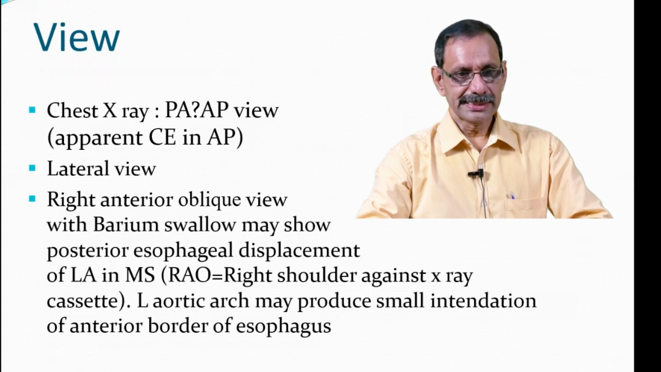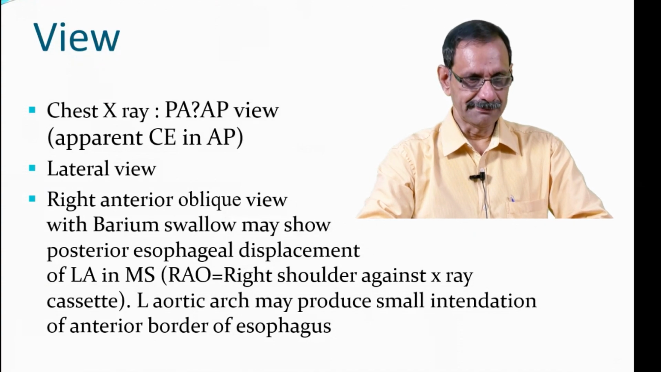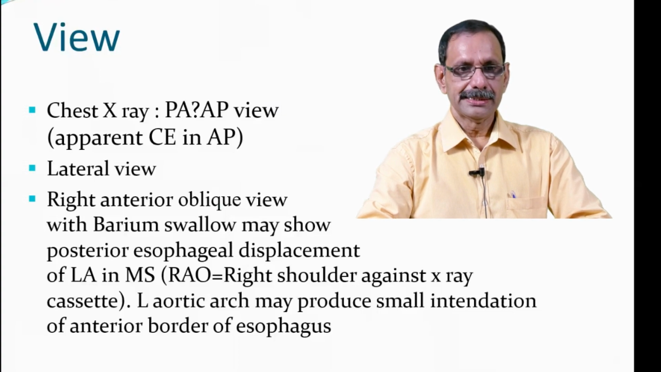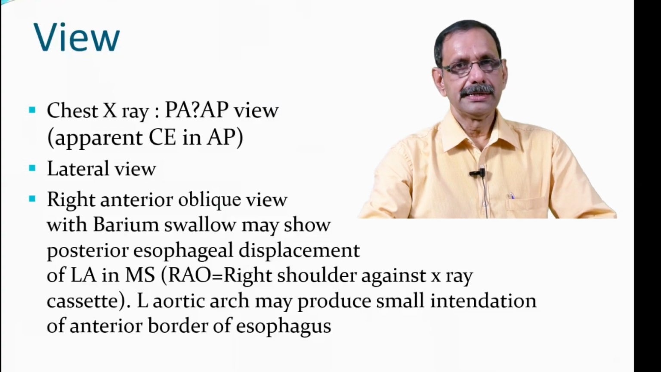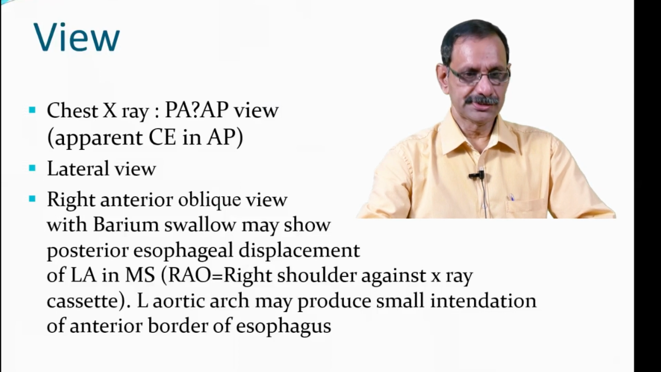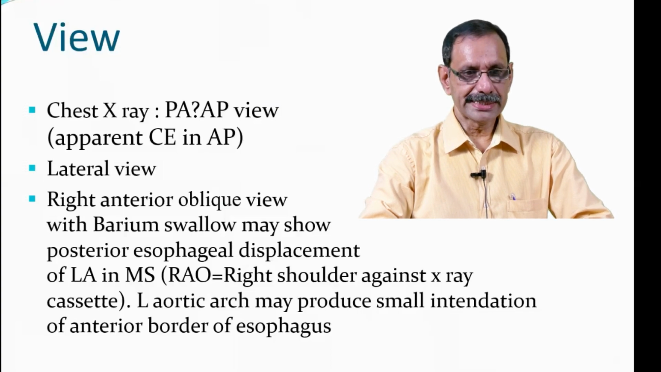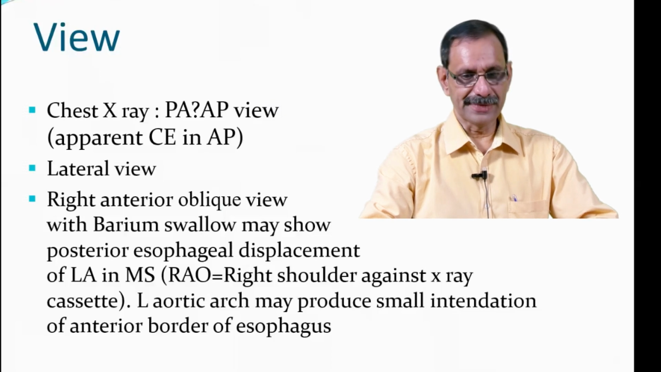What was taken was the right anterior oblique view, which means the right shoulder is against the X-ray film, and you can demonstrate the posterior displacement of the barium-filled esophagus. The same thing may show the left aortic arch producing a small indentation on the anterior border of the esophagus.